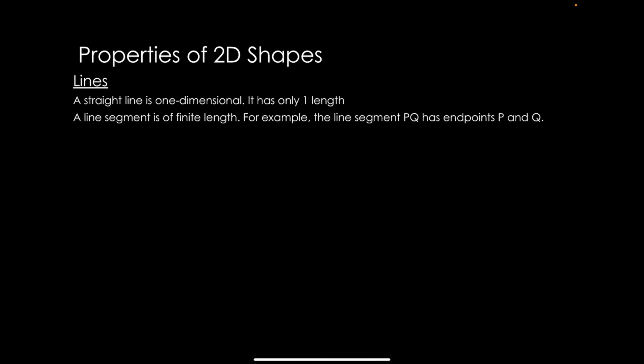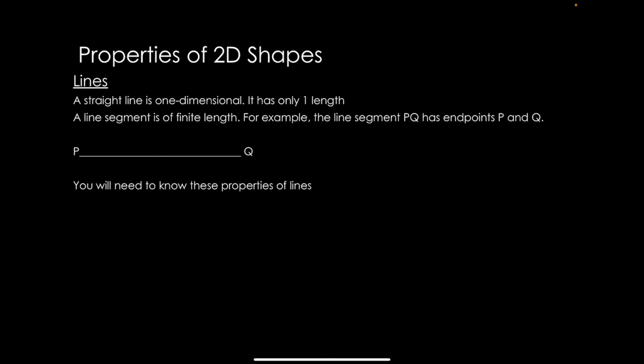Okay, so the first thing we're going to do is go through some properties of 2D shapes. But before I do that, I just need to explain a few things about lines. Now, a straight line is a one-dimensional shape. It's just got one line. It only has one length. Okay, and a line segment, or just a line, has a finite length. It finishes. There is a length to this line. So for example, the line segment PQ has 2 points on it, P and Q, and it starts and finishes at those points. So there will always be a measurement for that 1D line.